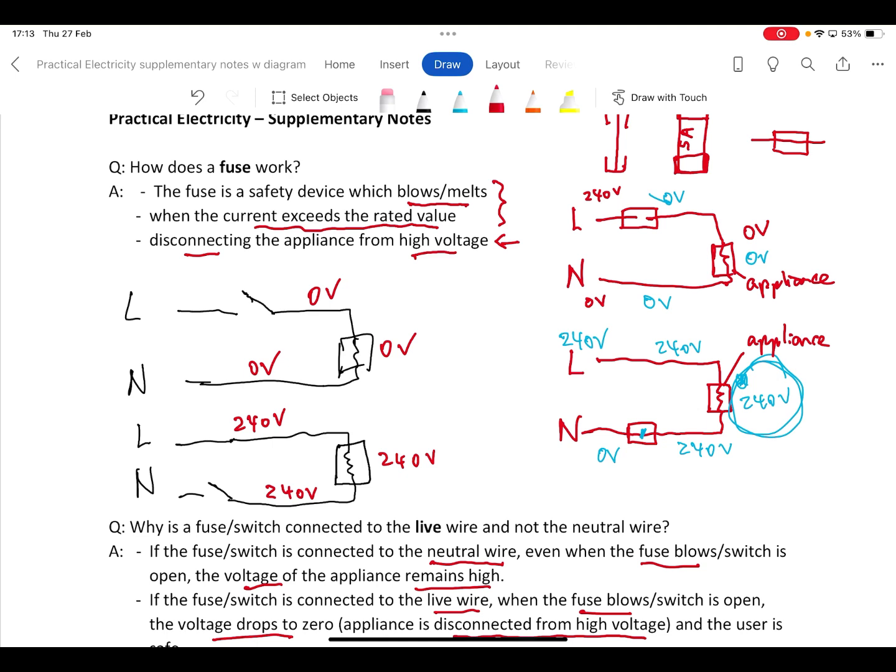So although just now I told you about the live and neutral, if you swap them, although the fuse is still in the live wire, the switch of your appliance is now in the wrong wire. So no matter what, you shouldn't try to play punk and switch the wires. This question came out for O-level before, so just take note of that.